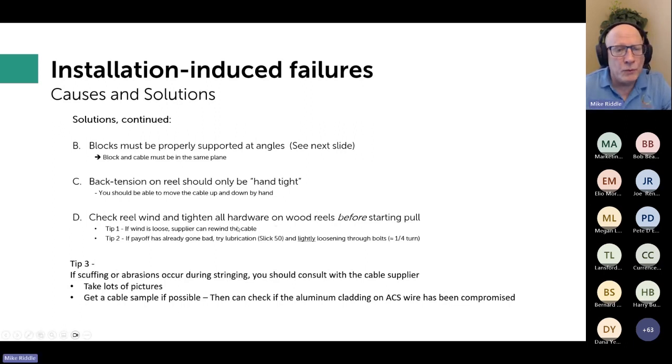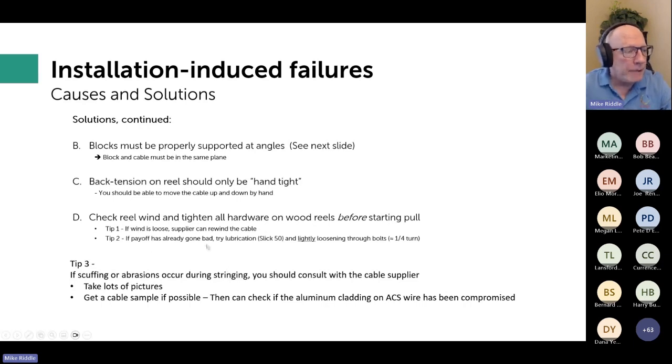Next thing is wood reels. When they're rolling down the road on a flatbed truck heading to you, there's a lot of bumps and road vibration that goes on. So it is possible for the hardware to loosen up. So just tighten it up before you start the pull. Now, if a pull does start to go bad, if you've pulled through a few structures, you're committed and it's difficult to stop at that point.